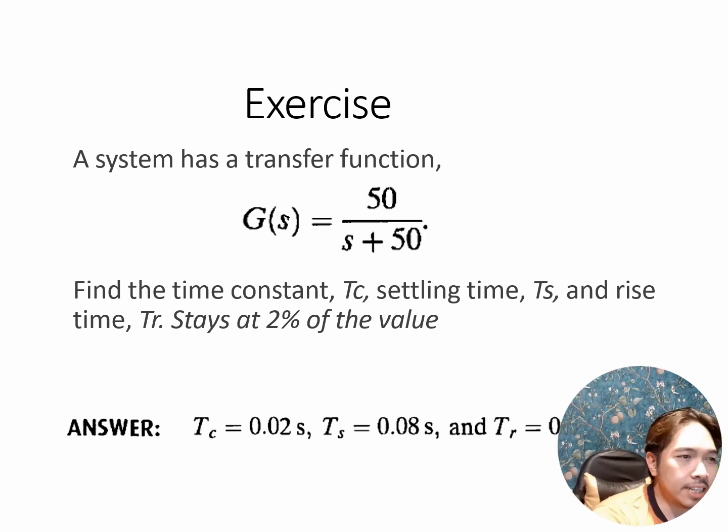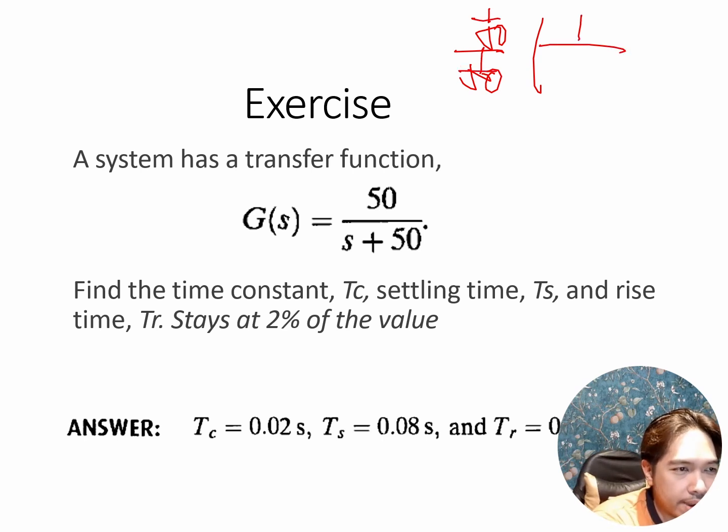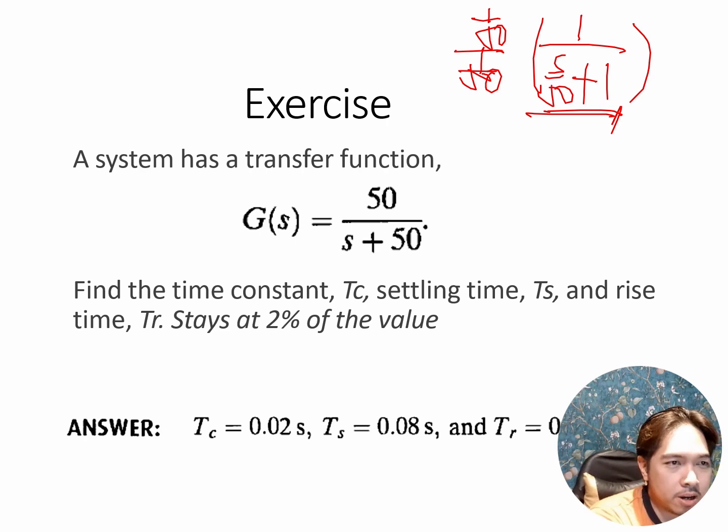First things first, we have G(s) equals 50 over s plus 50. We take the common factor here, so we have 50 over 50, which gives 1 over 50 and 1 over 50. So we have 1 divided by (s over 50 plus 1). Now we have the standard form of the function.